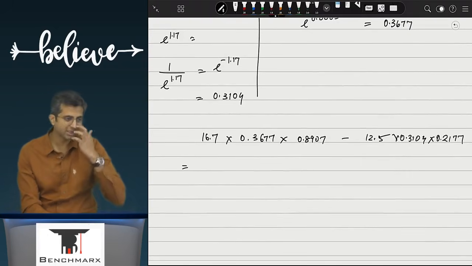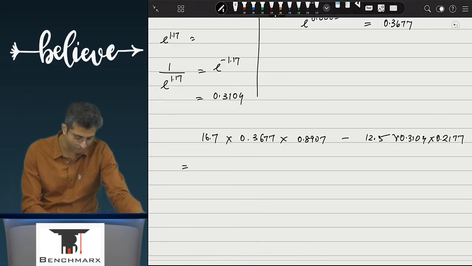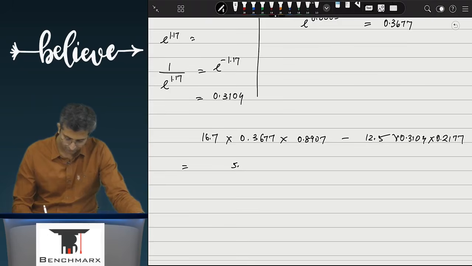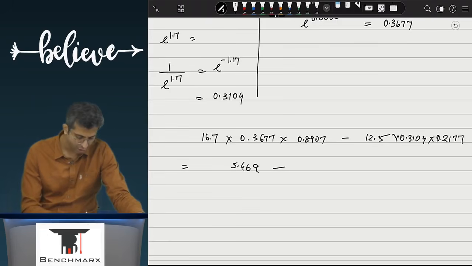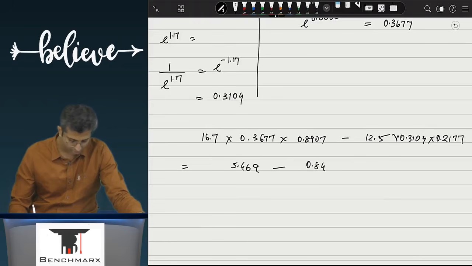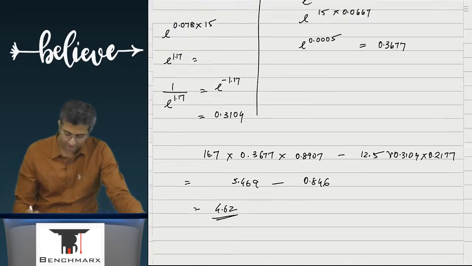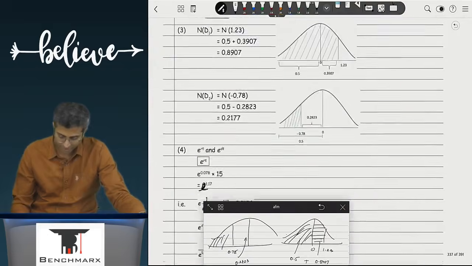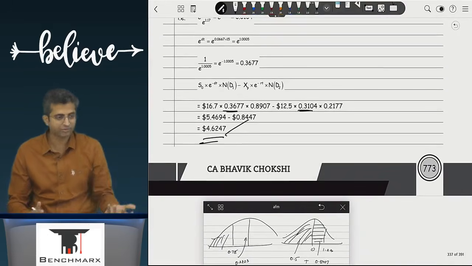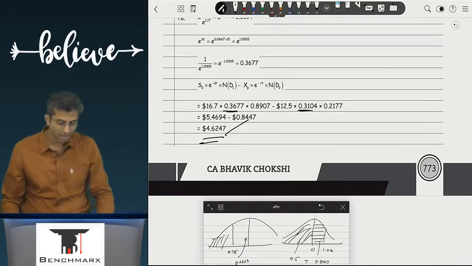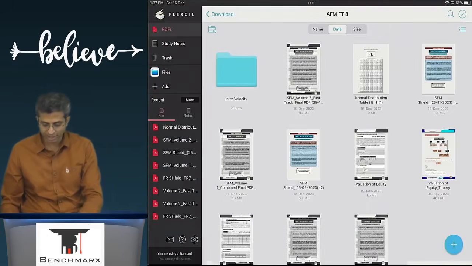Now just remember the way this is and solve rather than going too much into the detailing. 16.7 into 0.3677 into 0.8907 is 4.69, minus 12.5 into 0.3109 into 0.2177, which will come to 4.62. Just in case this lands up, there's no very detailed logical base over here. So if this comes, you just follow the same pattern and that's it. So that will take care of these 3 questions for derivatives as well.